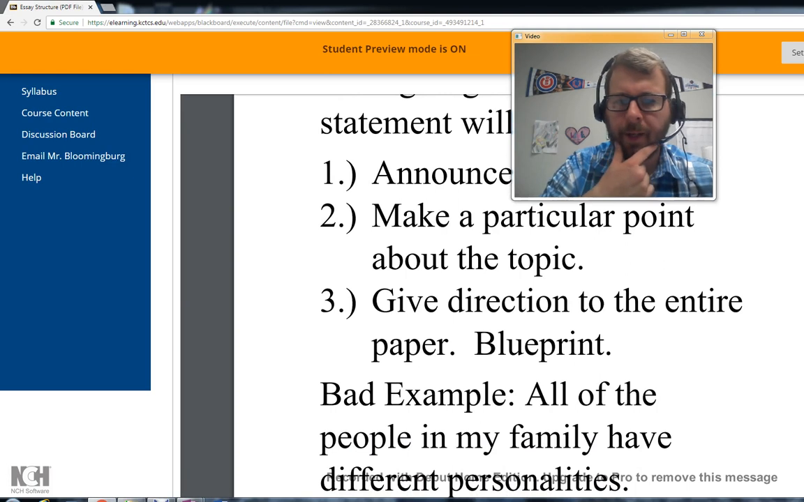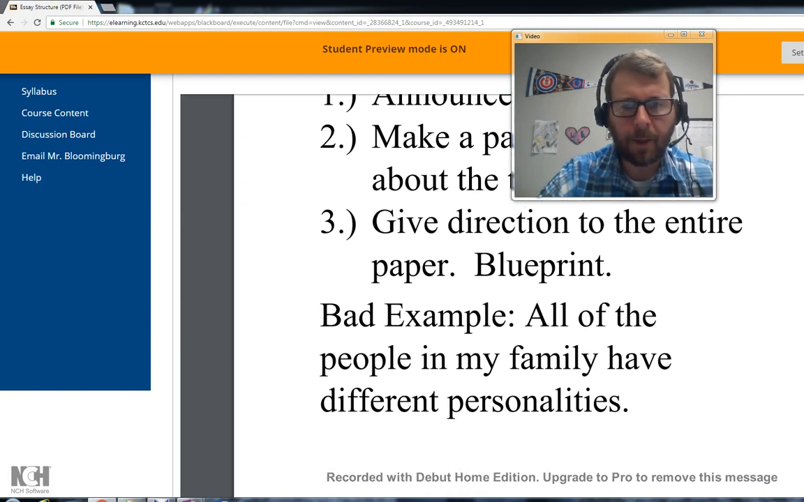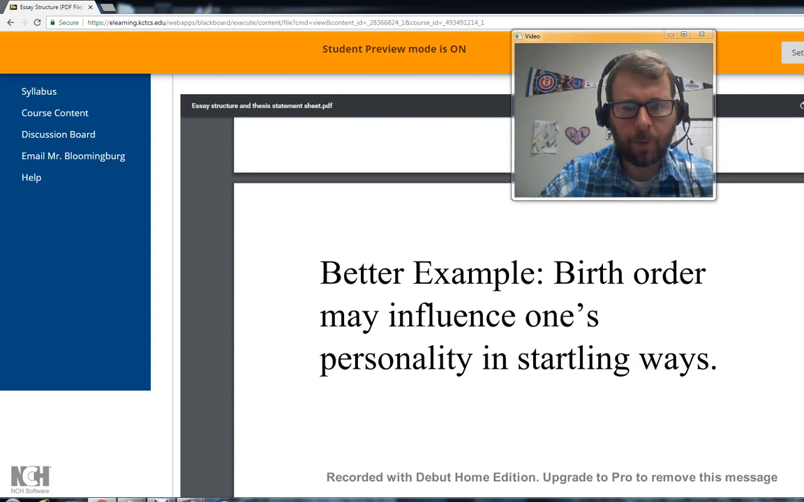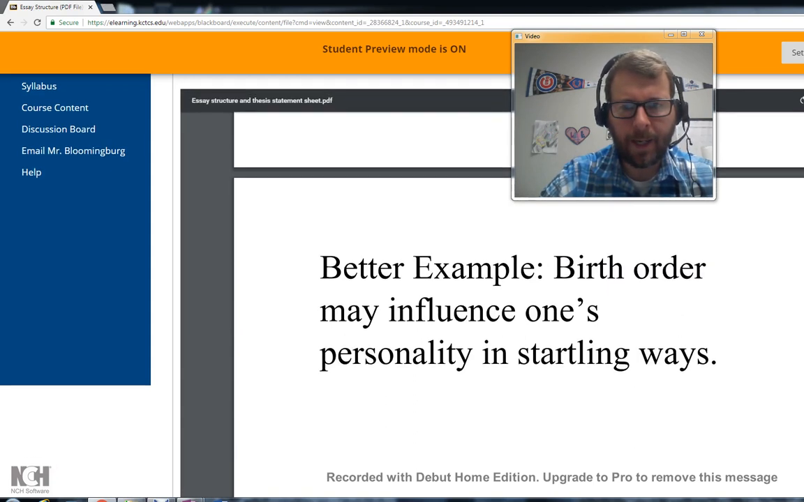We know that the topic is all the people in the writer's family. The point is that they have different personalities. That's kind of vague. However, point 3 about direction, we kind of fall off the map. We don't really have an inherent sense of direction. So a better example may be birth order may influence one's personality in startling ways.